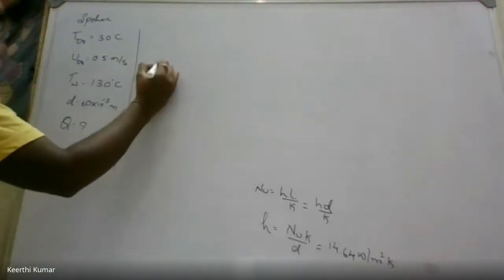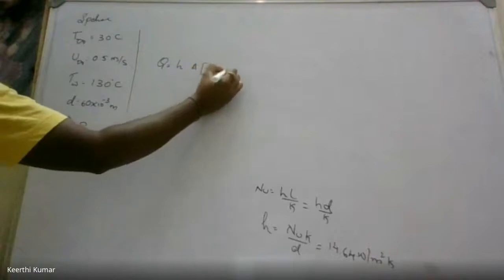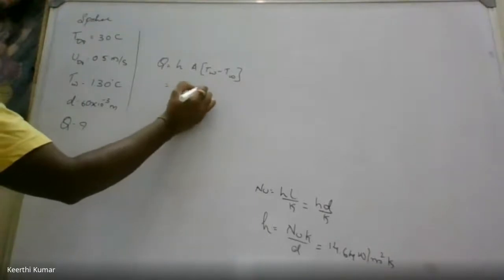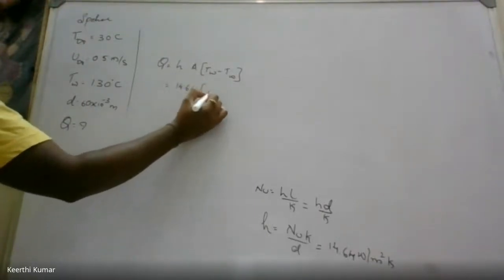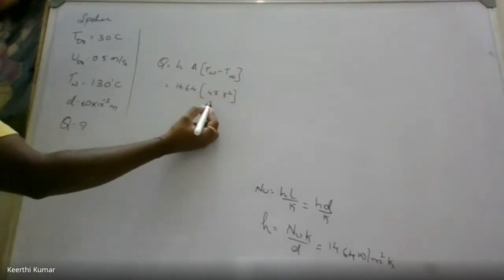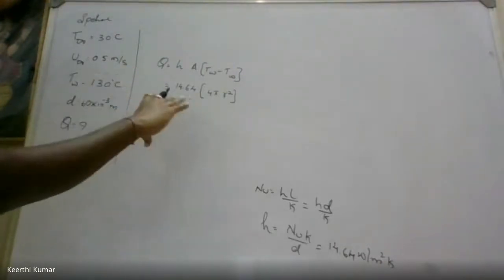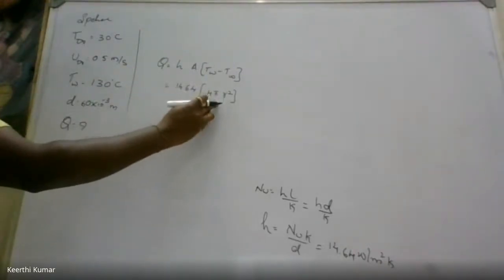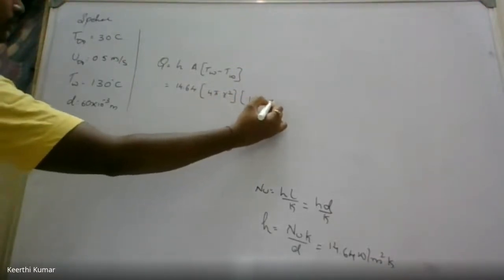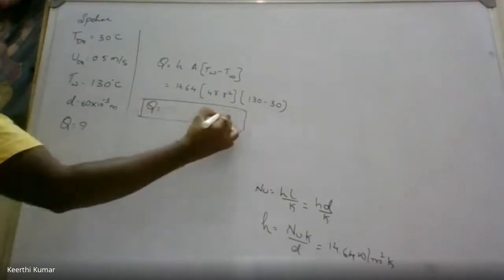Keeping that itself as h average, Q is equal to h A delta T, that is T wall minus T infinity. So what is h now? 14.64. And the area? What is the area for the sphere? 4 pi r square. This is the only change. There we used to substitute the surface area of the top surface; if it is flowing on both sides, 2 into area. Now this is the area for the sphere, into T wall 130 minus T infinity 30. So find out the Q.